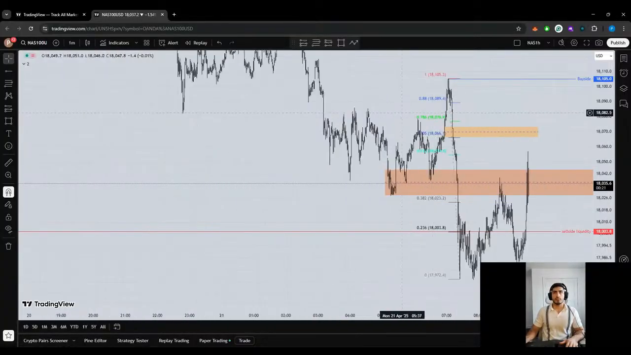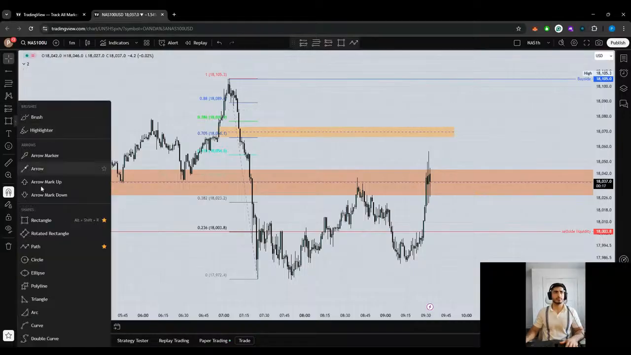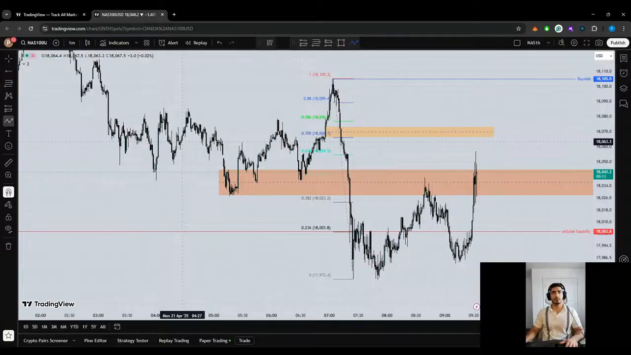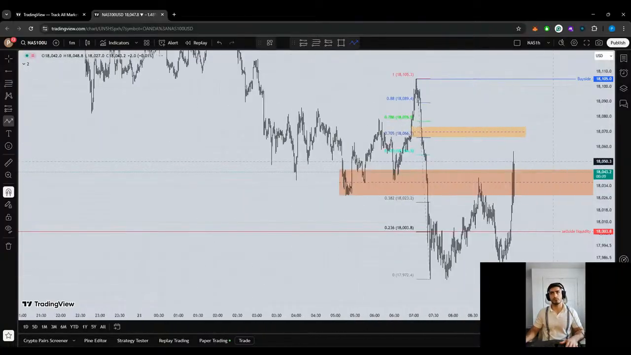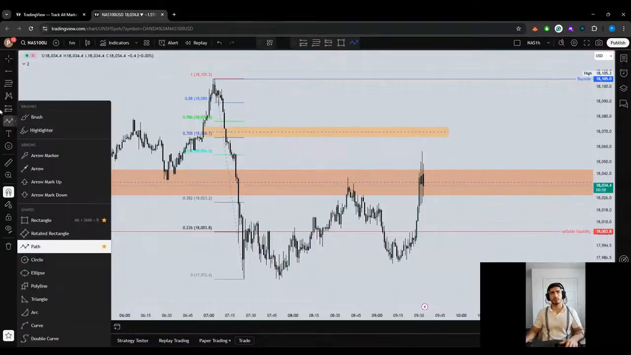Let's do a little price action exercise and market structure, I mean. So let's take the path. Just one moment.